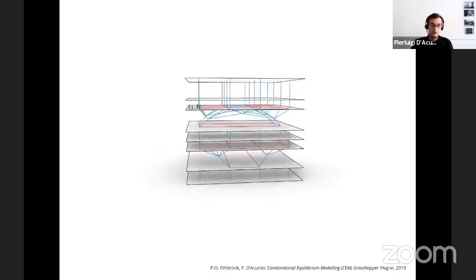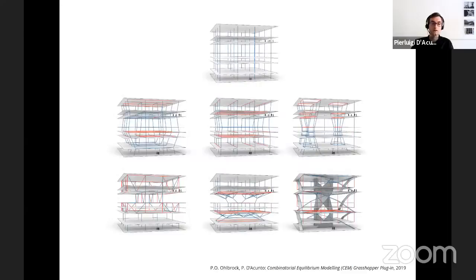The great possibility offered by graphic statics and this working with combinatorial variation is indeed the possibility to go beyond the conventional structural typologies. So, for example, we see here going beyond the conventional approach of column and slabs and generating different variations for the structure of a building.